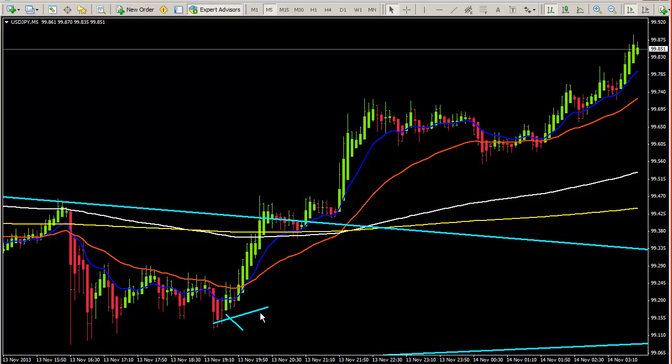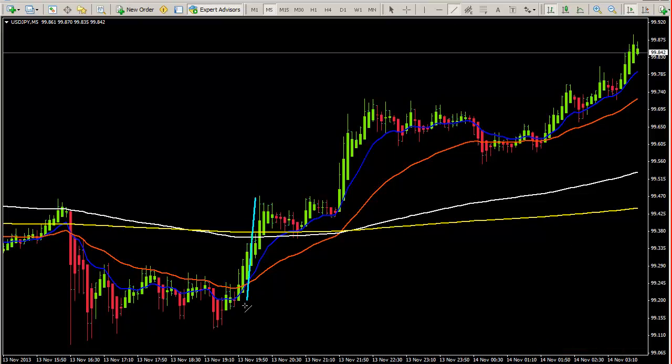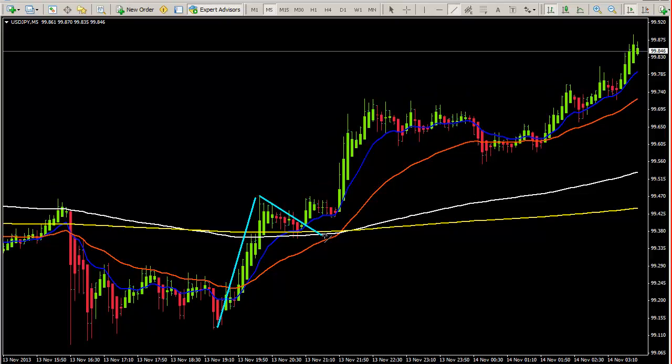What happened to the lines here? Something happened to MT4. Look, wow. Doesn't let me. It's funny. Let me try it again. Okay, there we go.